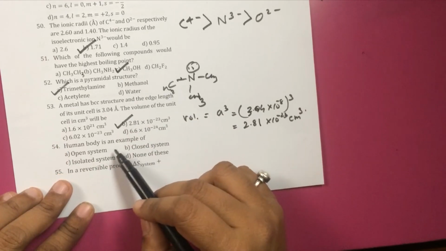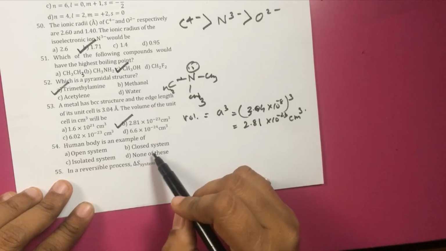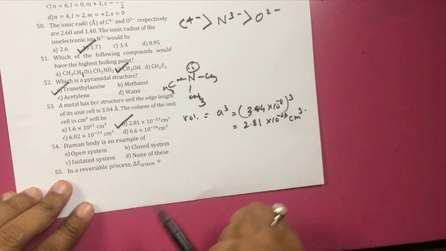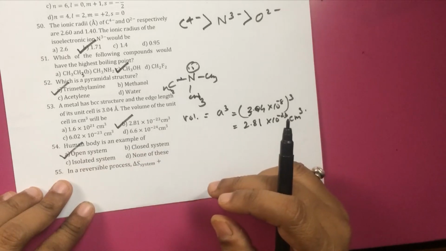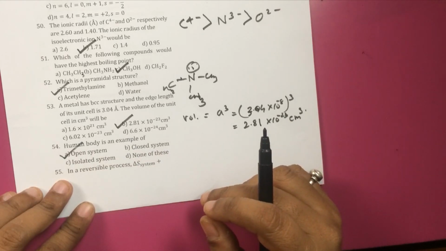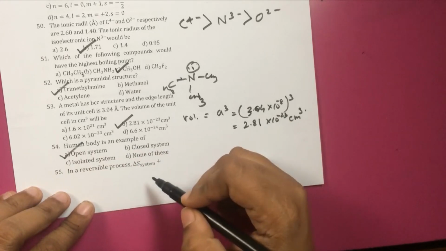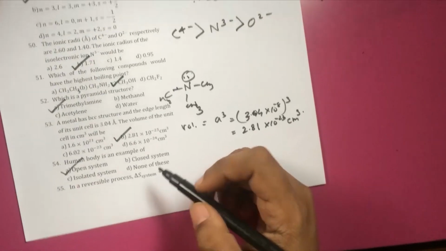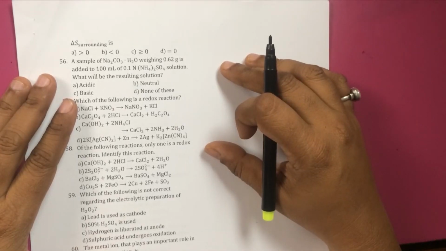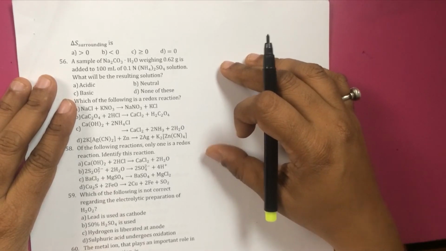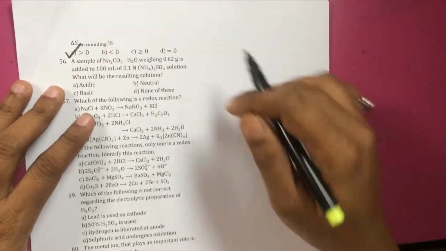Question number 54. Is the human body an example of an open system, closed system, isolated system, or none of these? It is an example of an open system because it can exchange both mass and energy with the surroundings. In a reversible process, the total of delta S system and delta S surroundings is always greater than 0.